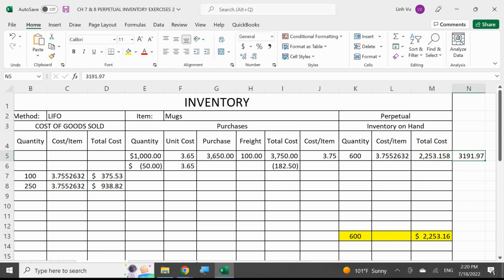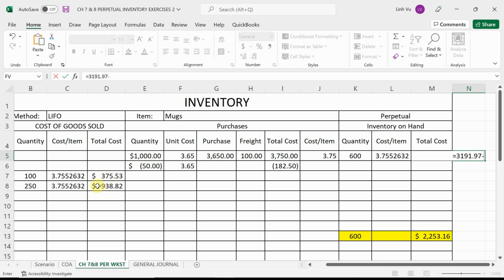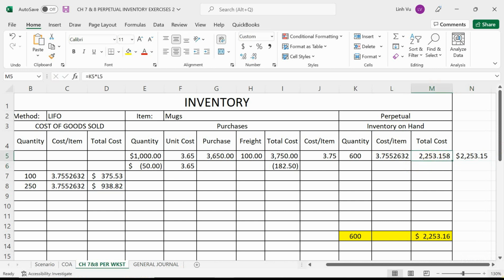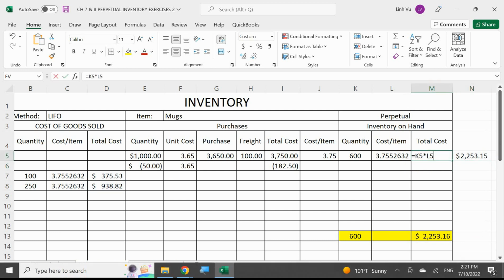So in this case, 3191.97 minus 938.82 should give me, yes, 15 cents. So we have to keep in mind that this is 2,253.15 as opposed to the other one. But that's if you are utilizing the formula right here, because this one has half a penny.